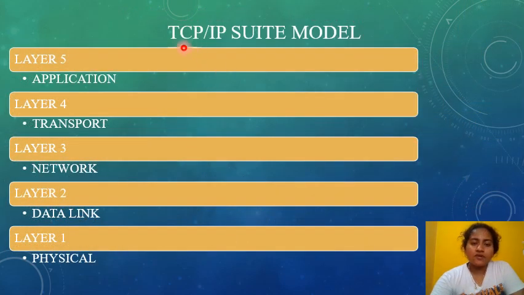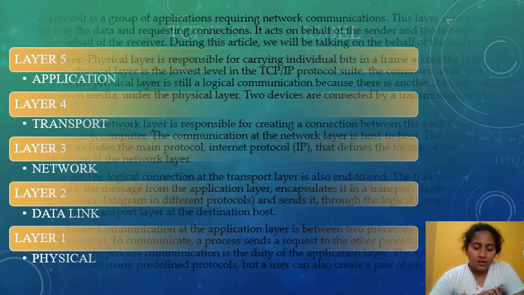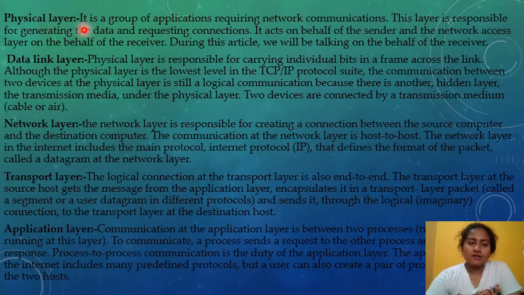Now let us look at the TCP/IP suite model. In the TCP/IP model, we use the application layer, transport layer, network layer, data link layer and physical layer. The application layer is a group of applications requiring network communications. This layer is responsible for generating the data and requesting connections. It acts on behalf of the sender, and the network access layer on behalf of the receiver. In this article, we will be talking on behalf of the receiver.